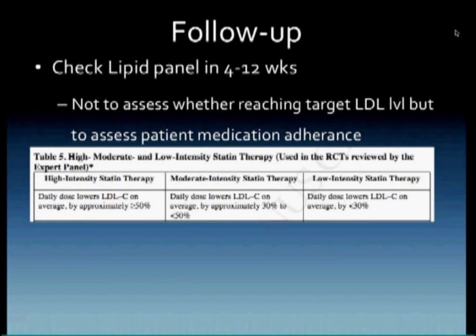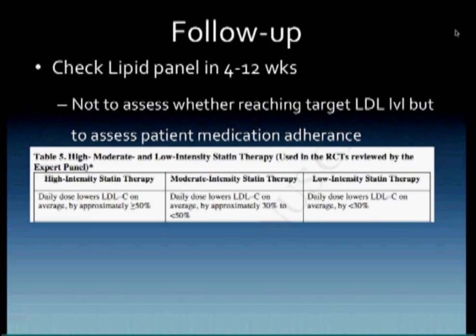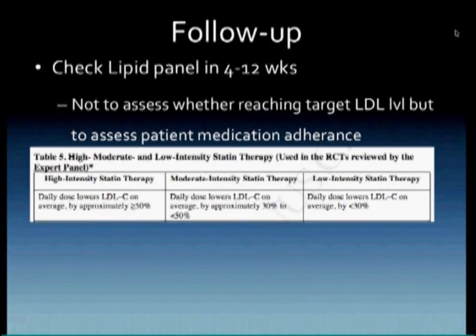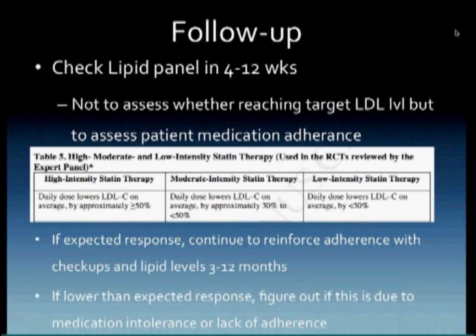So once you've started a patient on a statin, how often are you going to follow them up? After starting them at the initial visit, you're going to check a lipid panel in 4 to 12 weeks. Right now it's not to assess whether we're reaching the target LDL level, but really to assess whether the patient is adhering to the medication. If they're on a high-intensity statin, you would expect their LDL level to drop by approximately 50%. If they're not adhering to the medication, their LDL level is not going to drop, and you can address whether they're adhering or not. So these levels of drop are really to assess for patient adherence.